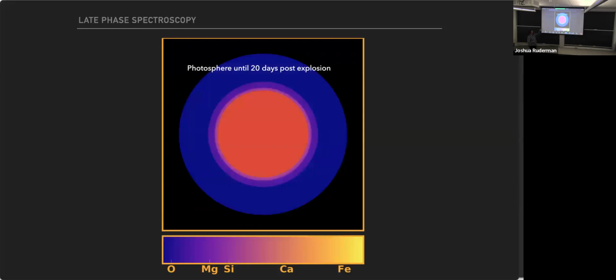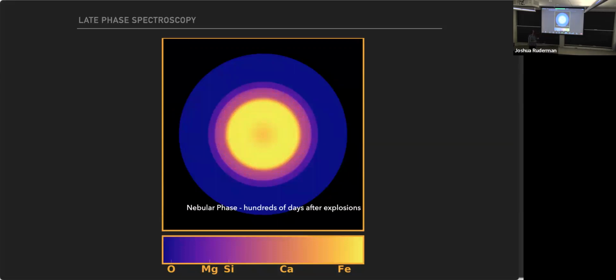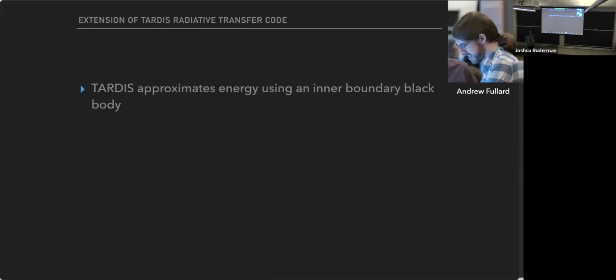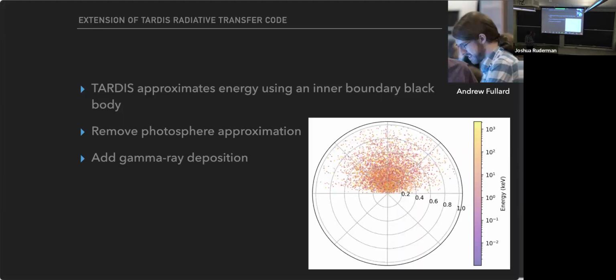So one of the problems with the current TARDIS code is that we have this photospheric approximation, and it works well until 20 days after explosion. But as I said, this goes away in Mars space. So we have to add additional physics to TARDIS, which is essentially Andrew Fuller's job. And as I said, TARDIS approximates the energy using the inner boundary, and so we need to remove the photospheric approximation. We have added gamma-ray deposition. This is what Andrew is currently working on. Then add non-thermal effects, which we are hopefully working on, and hopefully we'll be able to make distinct measurements of the nucleosynthesis, which then gives us density estimates again.